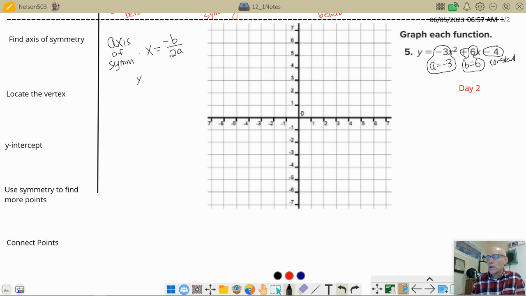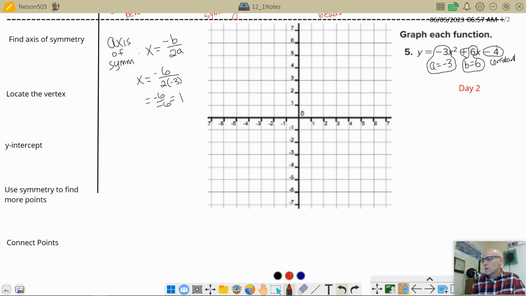So let's try it on this one. X equals, the B value was 6, right? So I put a 6 in here, or I put my negative sign. You can put the negative sign out front or up top, it doesn't really matter. Then I'm going to put 2 times whatever the A value is. The A value is negative 3, right? So what do I get? Negative 6 divided by negative 6. Well, it should have an axis of symmetry at 1.